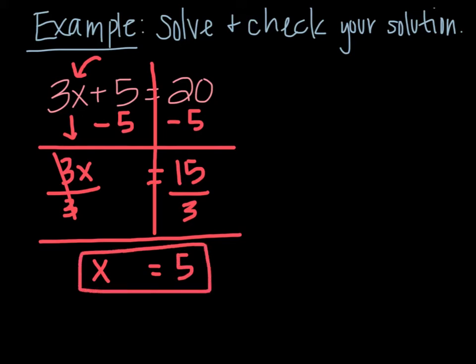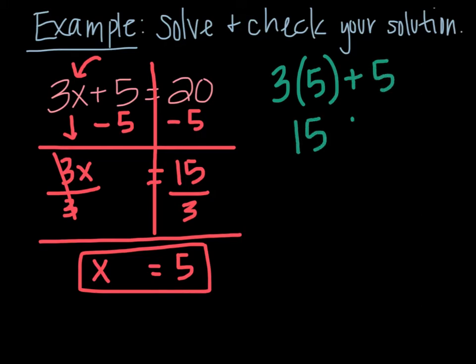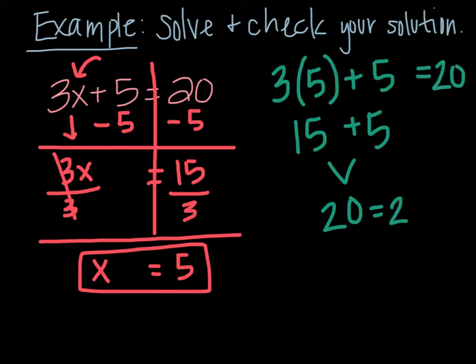Now I just want to double check and make sure I was correct. So I'll take my original and I'll plug it back in. 3 times 5 plus 5. 3 times 5 gives me 15 plus 5, and 15 plus 5 will simplify to give me 20. If I check, it was supposed to be 20 in the first place. Since 20 equals 20, I know that I have the right answer, and I'll stick with x equals 5.